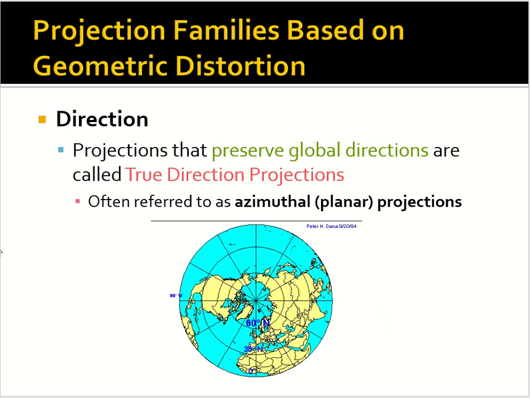Some projections preserve direction. This includes the planar projections. So not the cylindrical, not the conic, but the planar projections. Here is a planar projection that accurately shows direction from the North Pole. So that preservation is going to be specific to a type of place. And you might call those azimuthal projections.